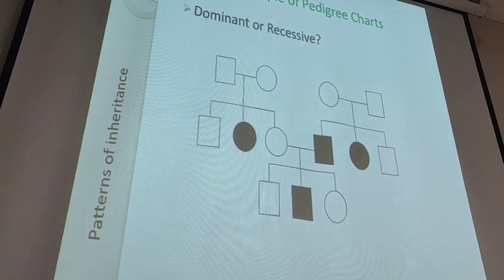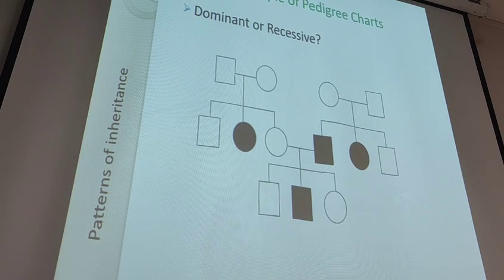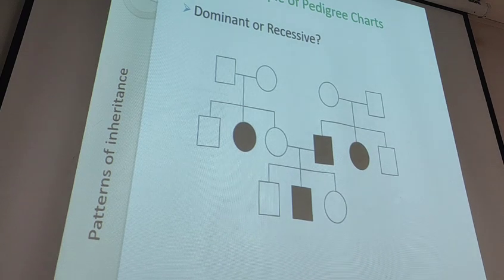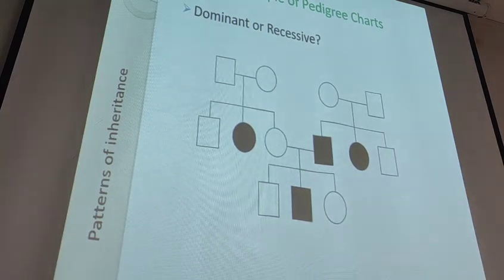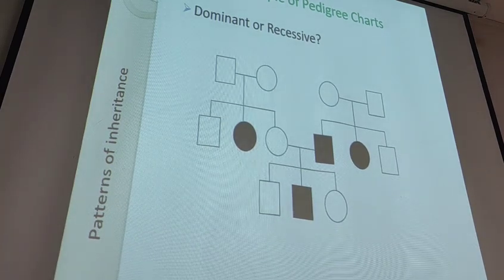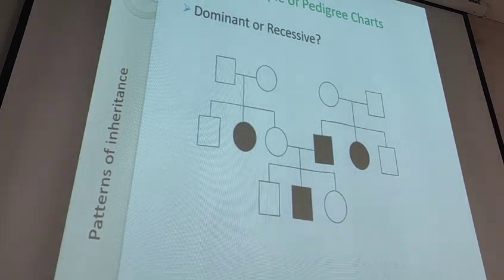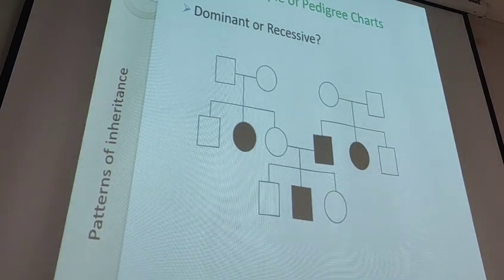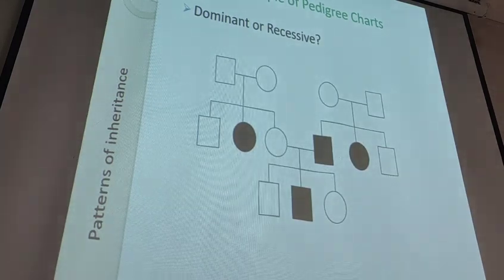For example, we have retinitis pigmentosa. In some families, it's inherited as autosomal recessive. Based on the genotype, we have autosomal recessive, autosomal dominant, and X-linked retinitis pigmentosa. The phenotype is the same, but the pattern of inheritance is different. This is the term genetic heterogeneity: different mutations, different genotypes cause the same phenotype.